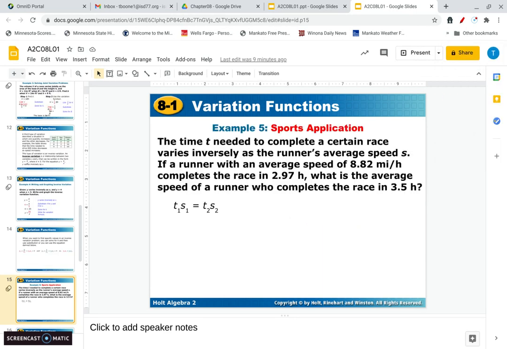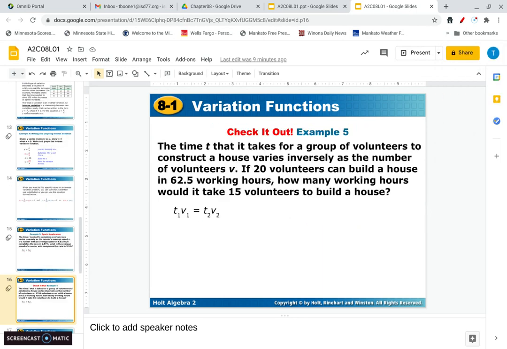All right, so here it is. Let's talk about this. I'm going to do this one. I like the worker problem. That's what I like to do here. If 20 volunteers can build a house in 62.5 hours, how many working hours would it take 15 volunteers? We know there are fewer volunteers, so it should take more hours.